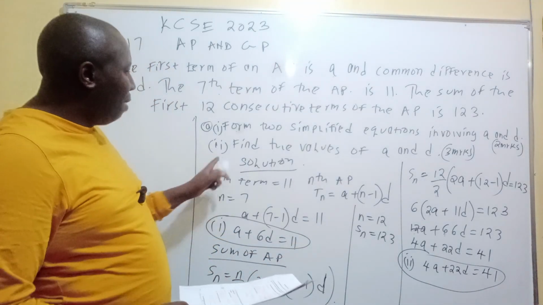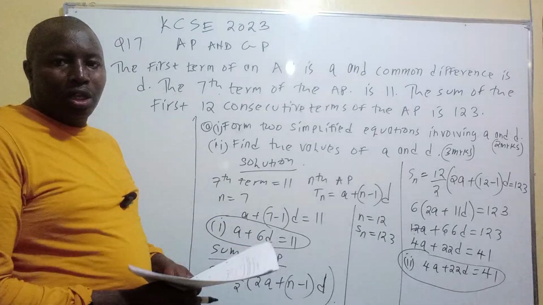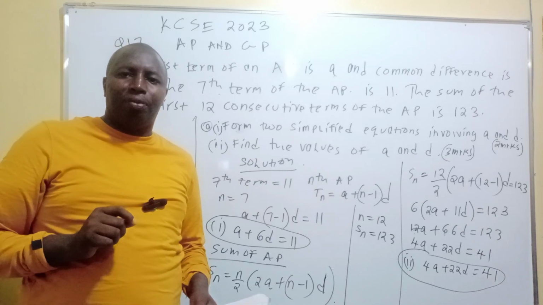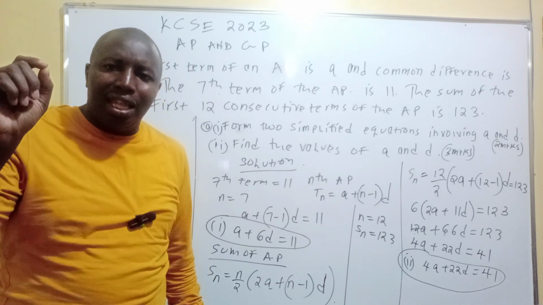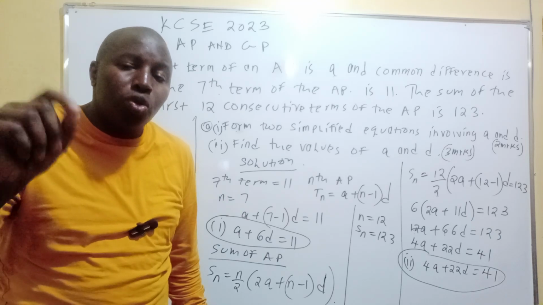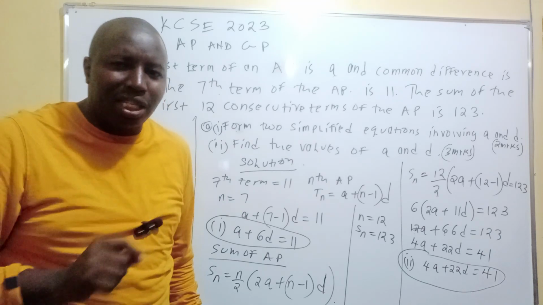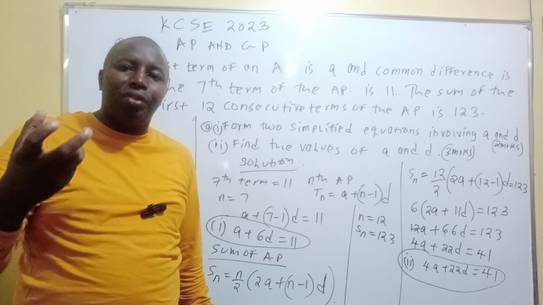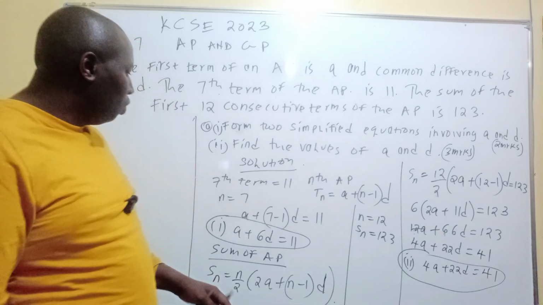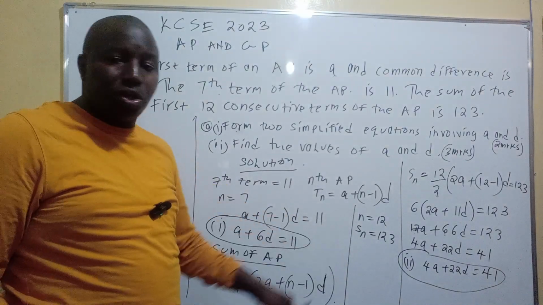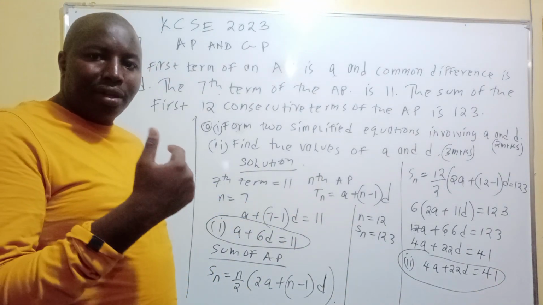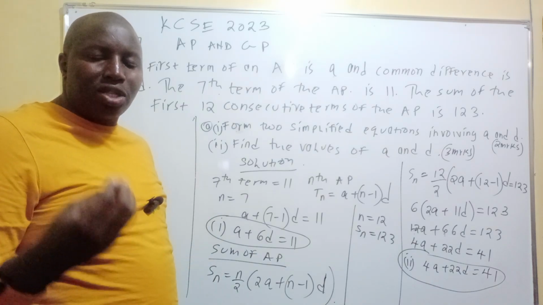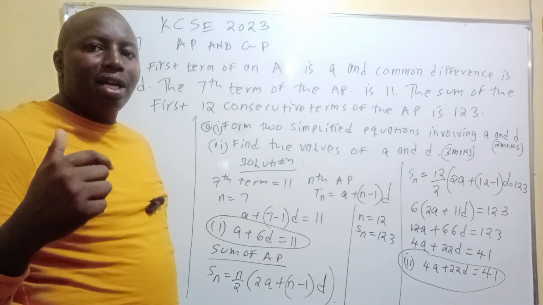Then the next one, part Roman 2, find the values of A and D. In this case, the knowledge that the examiner expects the students to have is how to solve two equations simultaneously. Two linear equations, you solve them at the same time, either by elimination or by substitution. That's the easiest way. So a student must know how to solve a simultaneous equation.